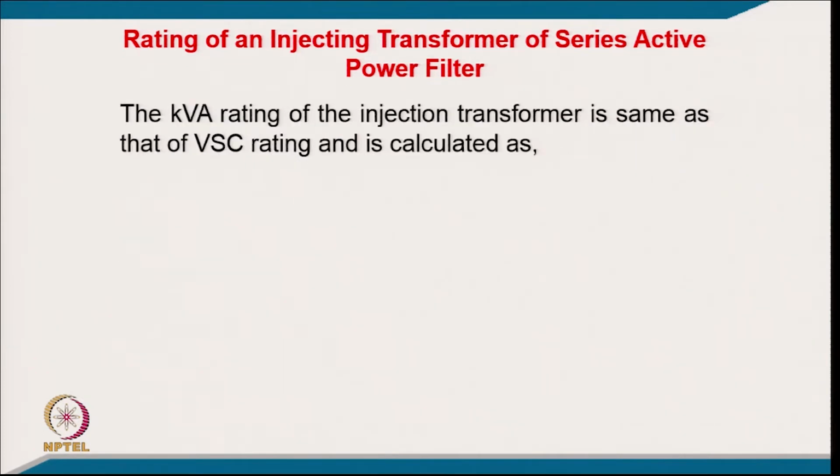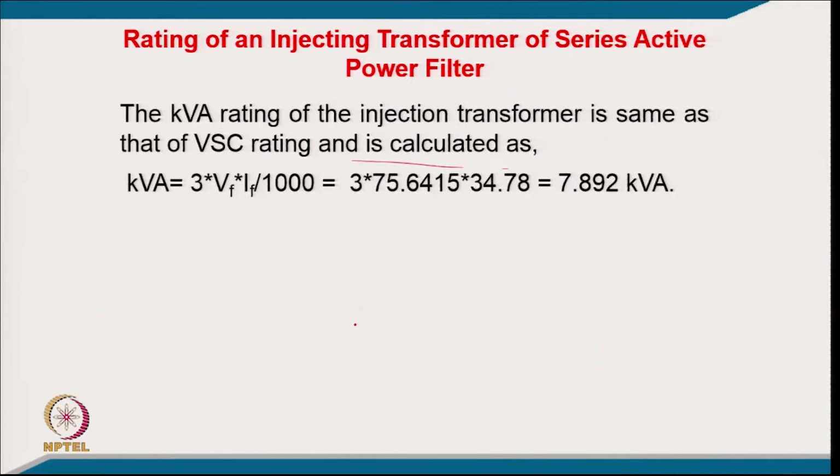The kVA rating of the injection transformer is the same as the kVA rating of the voltage source converter, and it is calculated as kVA equal to 3 VF IF divided by 1000. Putting in the values, that is 3 times the voltage of the active filter and the current of the active filter, it comes to 7.892 kVA.